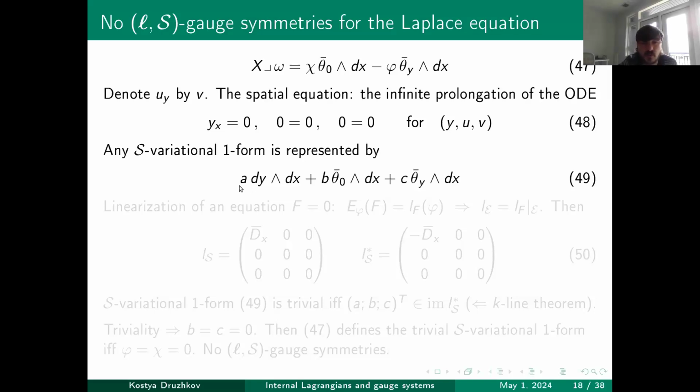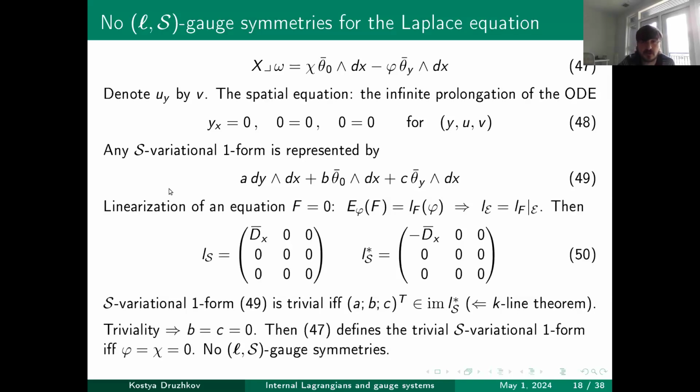We just need to determine when our coefficients a, b, and c lead to the trivial variational one-form, to the differential form that represents the trivial variational one-form. Well, in order to do this, it's convenient to consider the linearization of a differential equation. If we have some differential equation, f equals 0, then we can apply the corresponding evolutionary vector field to f, and we can switch the roles of phi and f in this picture. We can say that the result is the same as the application of some operator in total derivatives to the characteristic phi. Then we obtain some linearization of our section f, and we can restrict this linearization to the equation manifold. That is how we obtain the linearization of an equation.